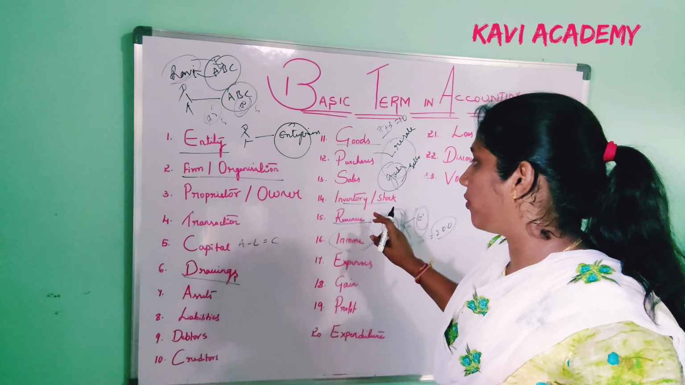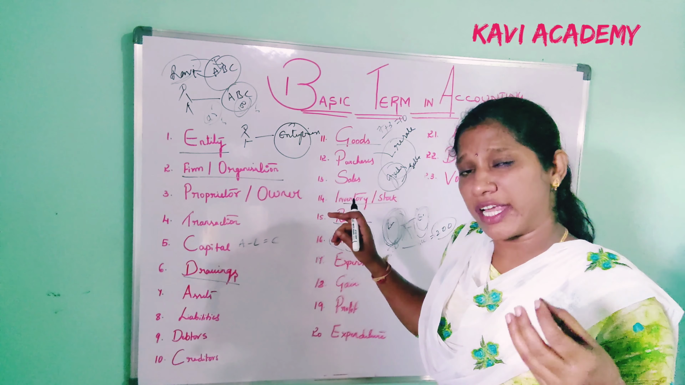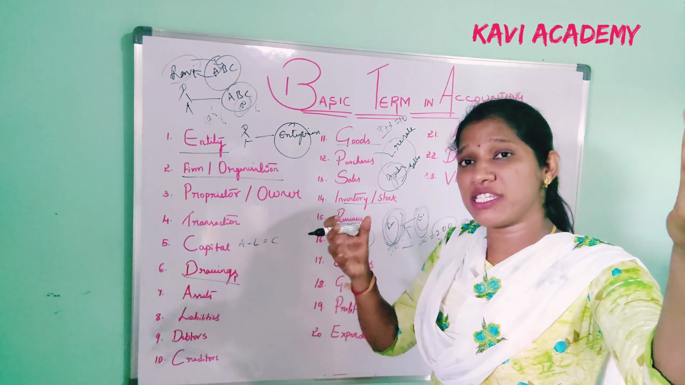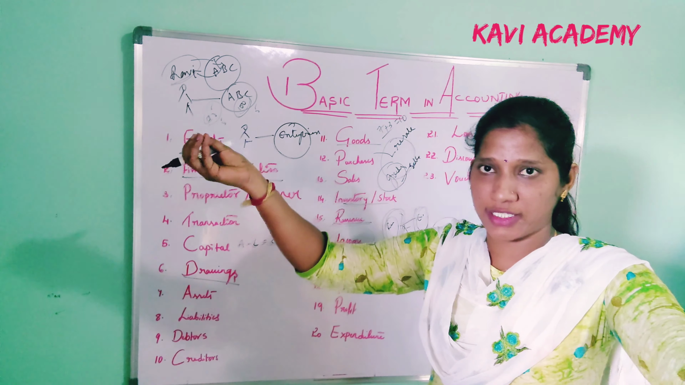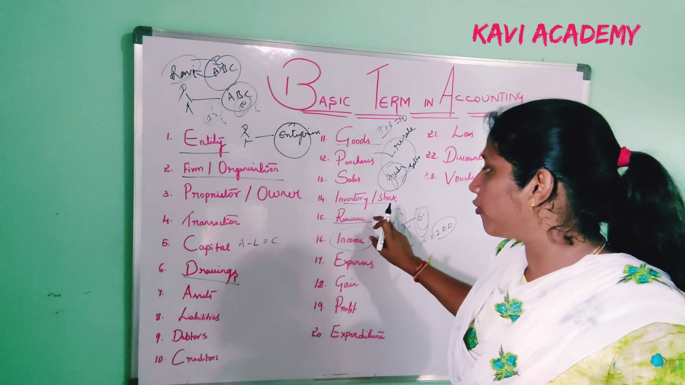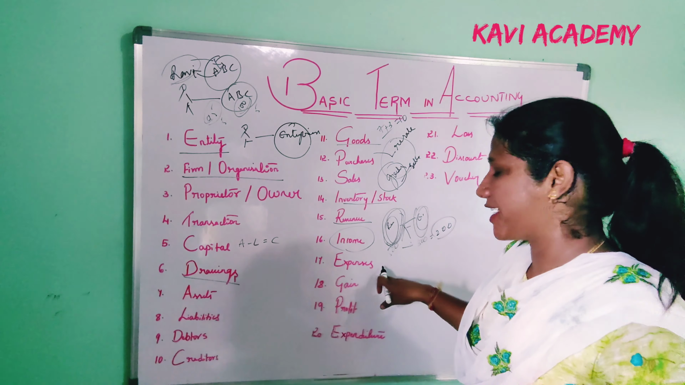The money we use for the sake of generating revenue is known as expenses. When you want revenue, first you must purchase something or do something. Expense means your cash flow goes out so that your revenue is generated. So expenses means the money or funds we use for the sake of generating revenue.